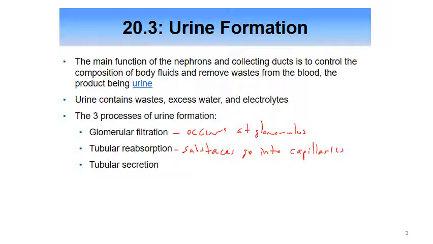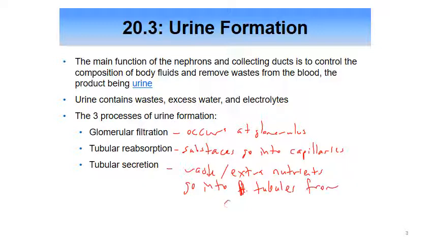And the tubular secretion is the opposite. These are the waste substances, so I'll just write down here waste or extra nutrients. For example, if you take too much vitamins, well, you're just going to pee them out basically. So waste, extra nutrients, these then go from the nephron, goes into the tubules, from the capillaries.